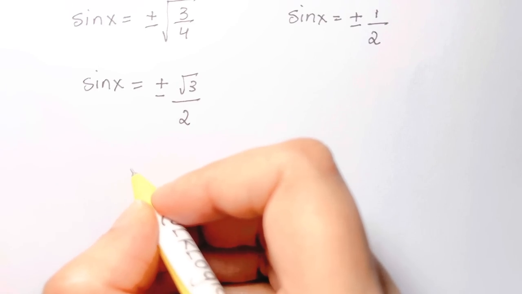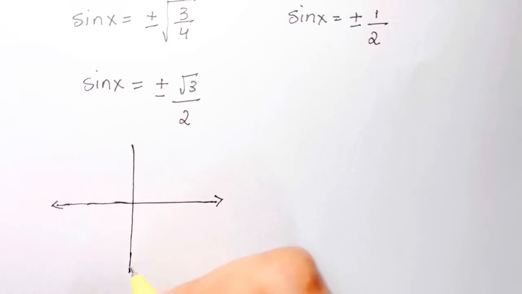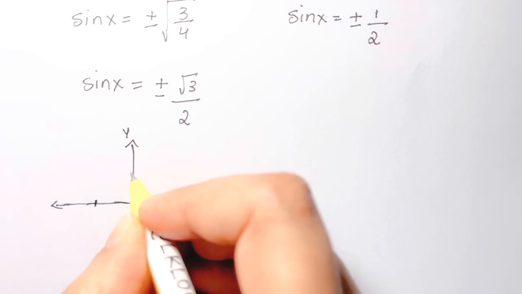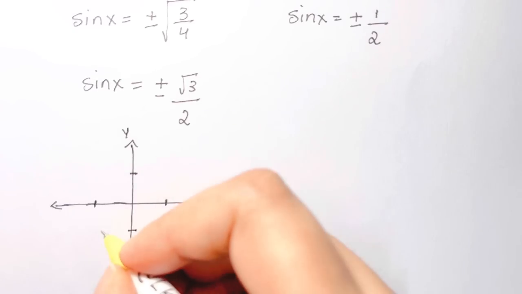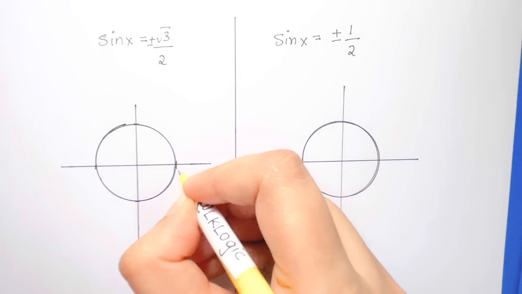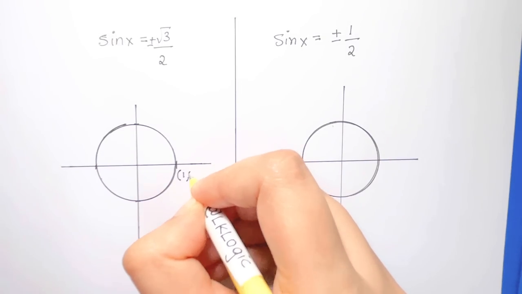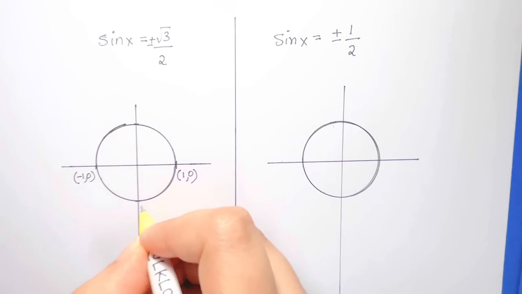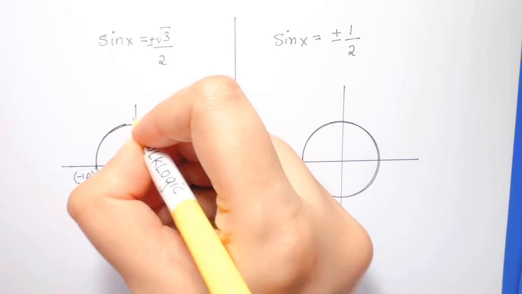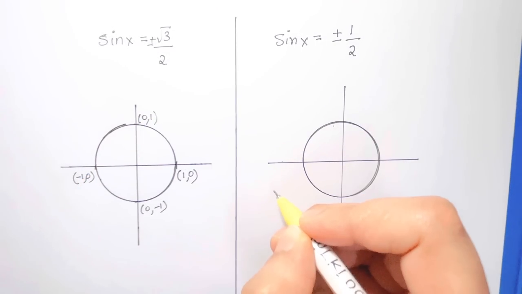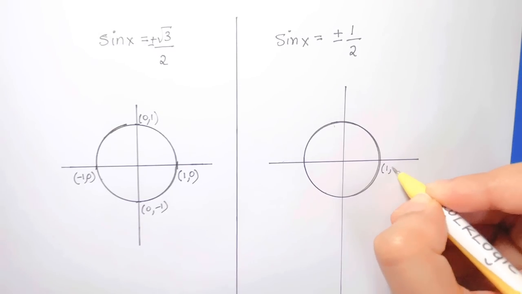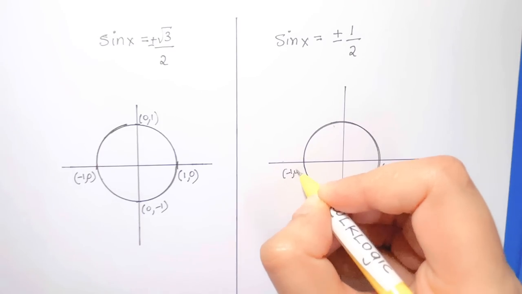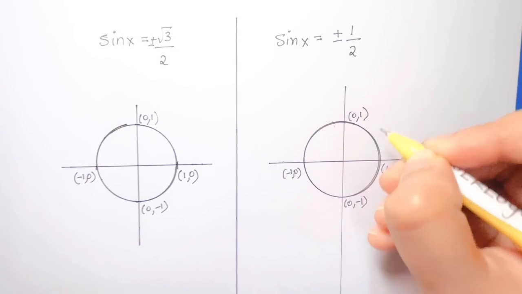Let's draw the coordinate plane at the units of 1. So draw 1, 1, 1, and 1, and we're gonna construct a circle. So this coordinate is 1, 0, and this is -1, 0, this is 0, -1, and this is 0, 1. And here also we have drawn the same thing, that is 1, 0, 0, -1, and -1, 0, and 0, 1.